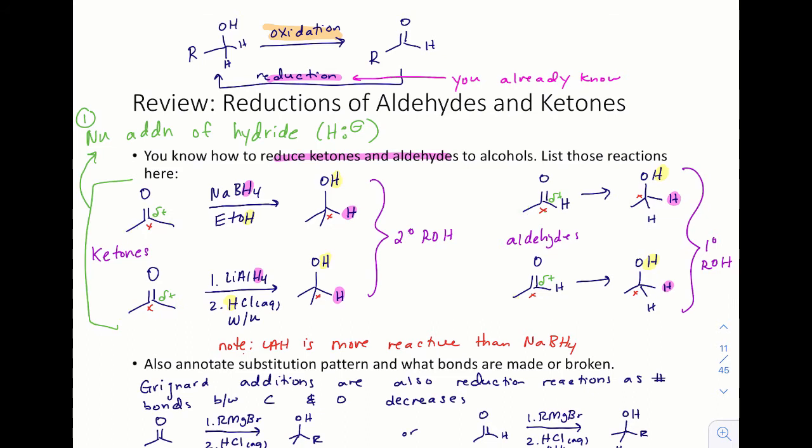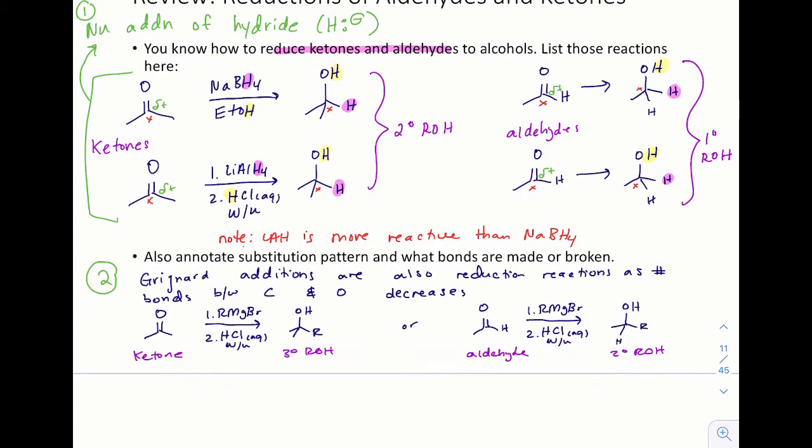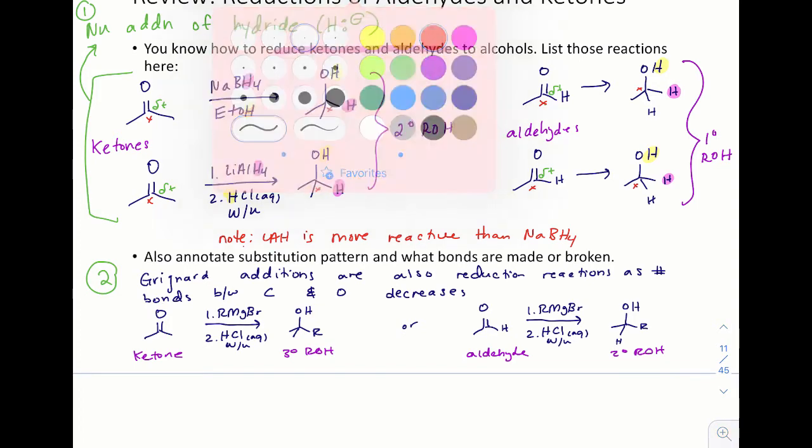In addition to the nucleophilic addition of hydride to reduce aldehydes and ketones, Grignard additions also represent reduction reactions as the number of bonds between carbon and oxygen decreases in these transformations. Taking a look at the reduction of the ketone here with a Grignard reagent, there are two bonds between carbon and oxygen. After the Grignard reagent adds, there is one bond. So this is a reduction reaction.